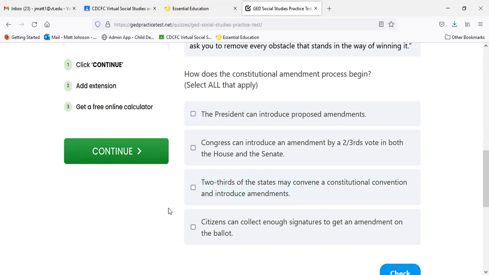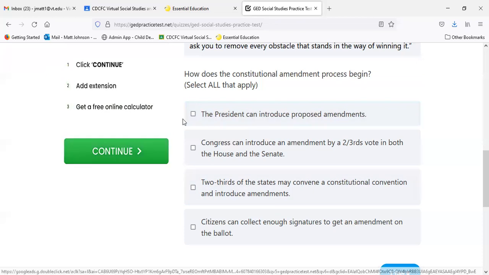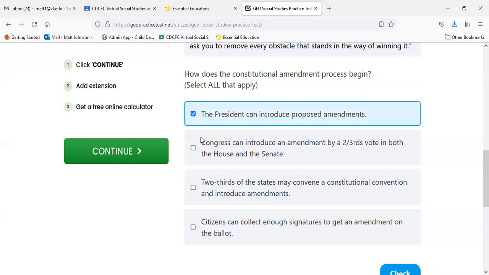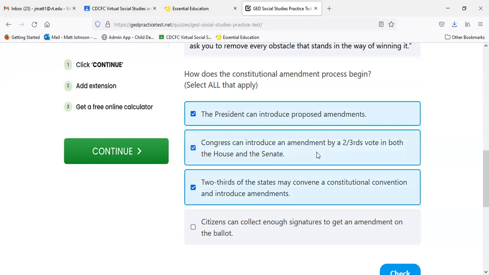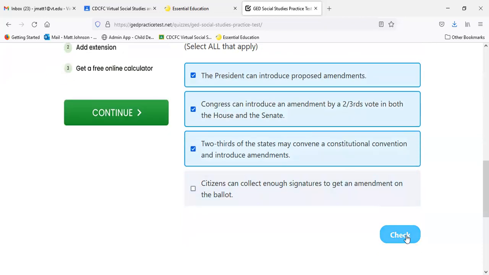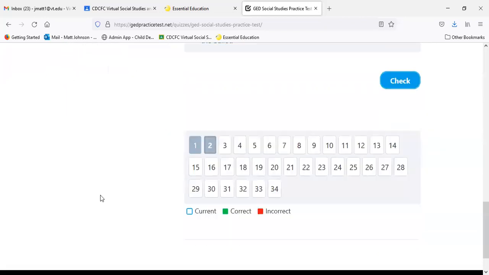It's A. I think here we can choose more than one. So A, okay, B, and C. Yeah, I think it is all three there. So we'll keep going.